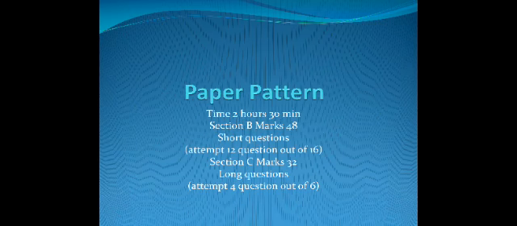The paper pattern consists of 3 sections. A is MCQs, second B is short questions, in which you attempt 12 questions out of 16. Section C, marks 32, long questions, attempt 4 questions out of 6.